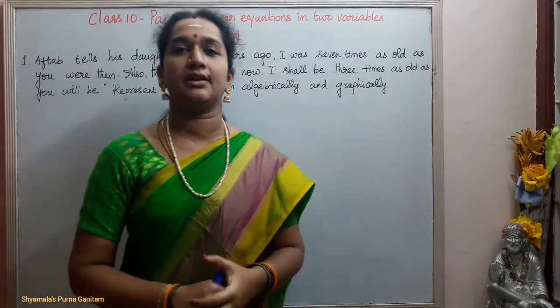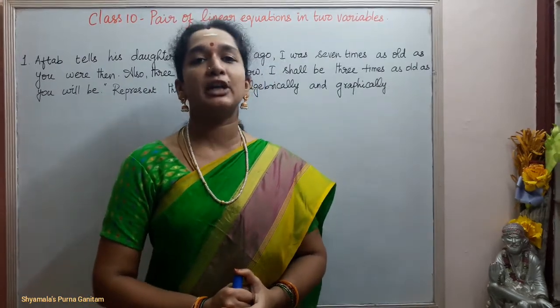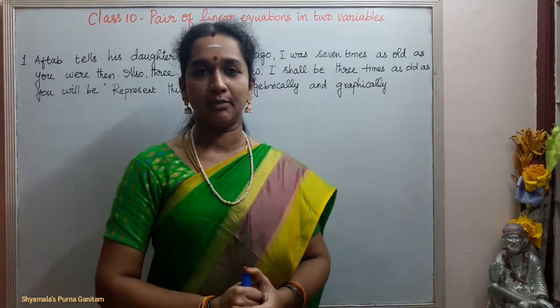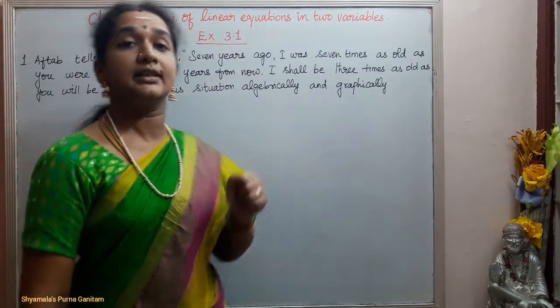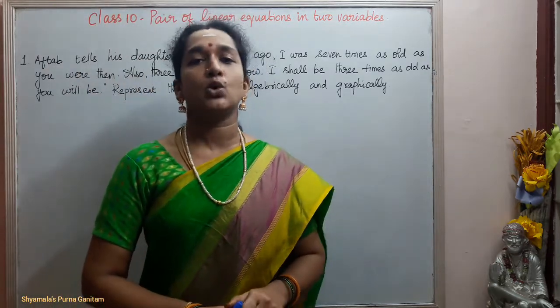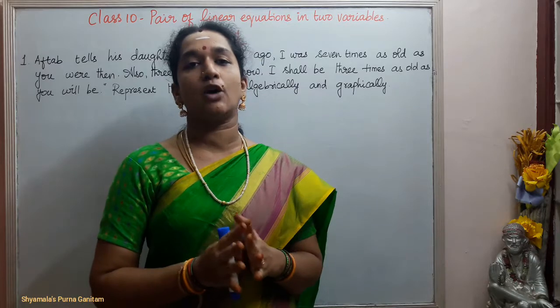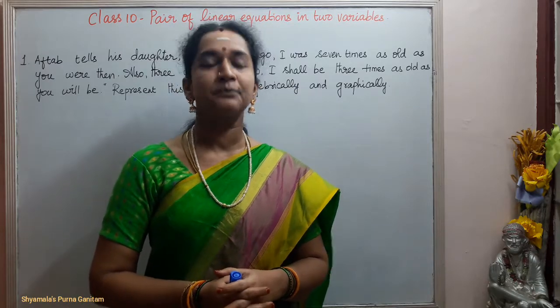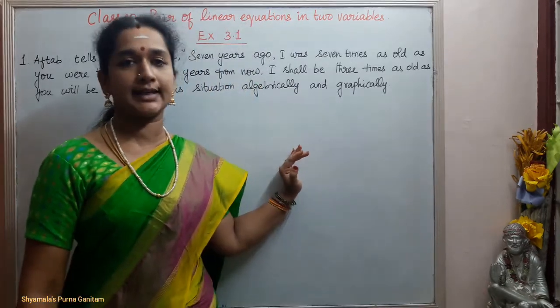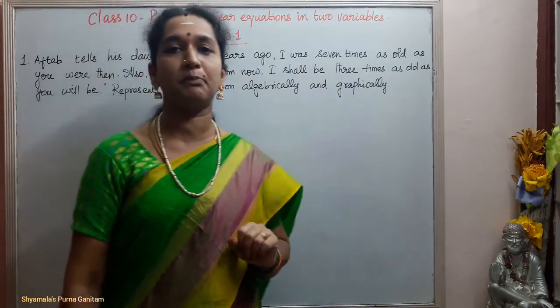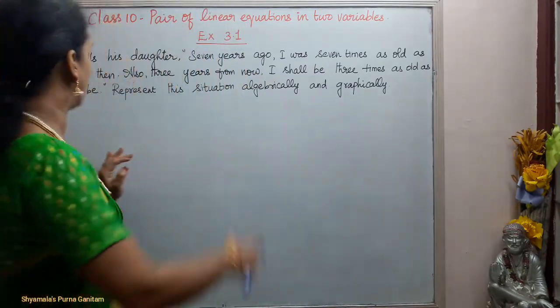Next chapter I have started in my previous class, pair of linear equations in two variables. This one is the third chapter in our textbook. The introduction of this topic I have given already in my previous class. So from this class we will be doing exercise sums. Now this one is exercise 3.1. First sum we will do now.